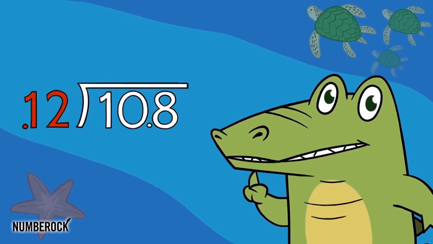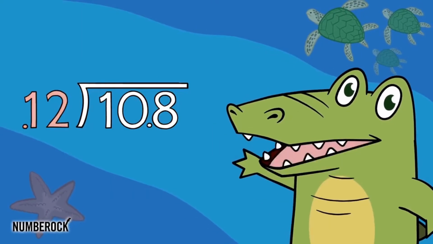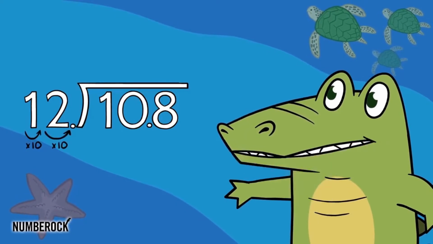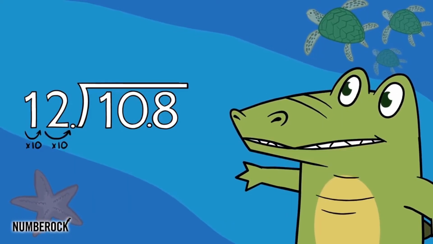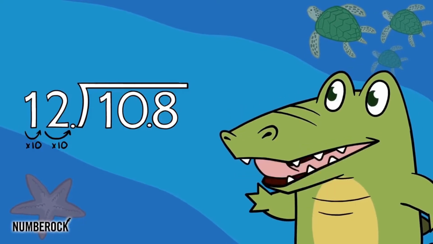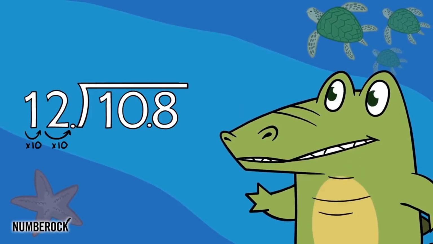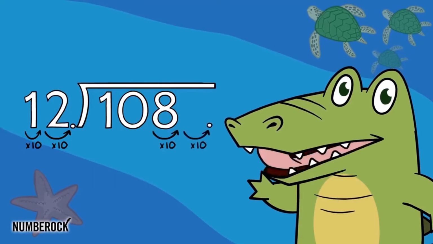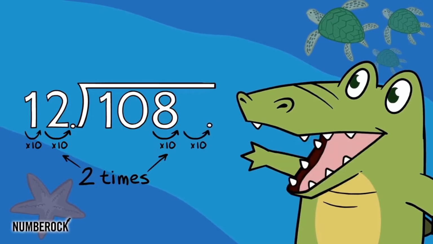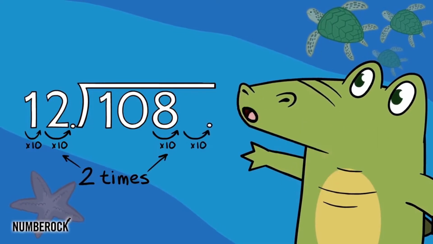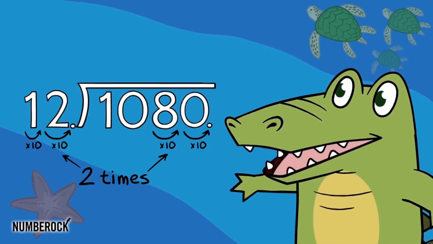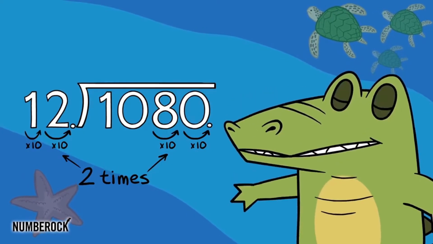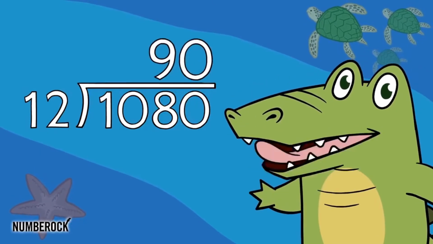If the divisor is a decimal number, simply multiply it by 10, moving the decimal point to the right until the decimal point is to the right of the divisor. Multiply the dividend by 10, moving the decimal point to the right as many times as you multiplied the divisor by 10, adding zeros if needed when the original number doesn't have enough digits. Then divide as usual.